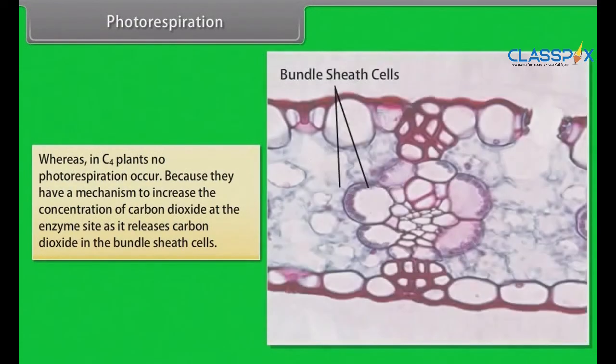Whereas in C4 plants, no photorespiration occurs because they have a mechanism to increase the concentration of carbon dioxide at the enzyme site as it releases carbon dioxide in the bundle sheath cells.